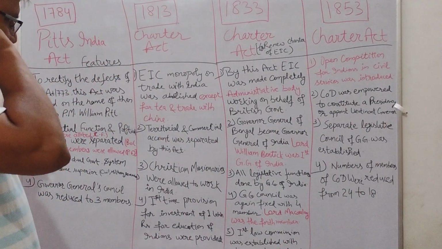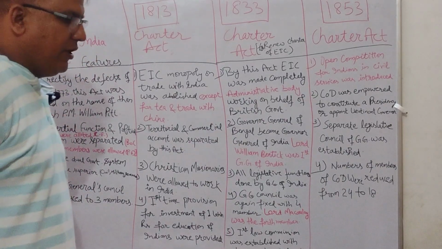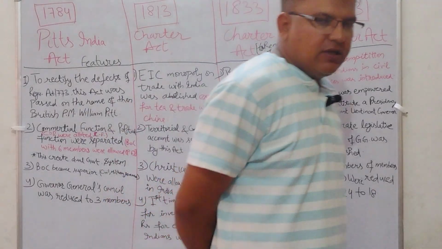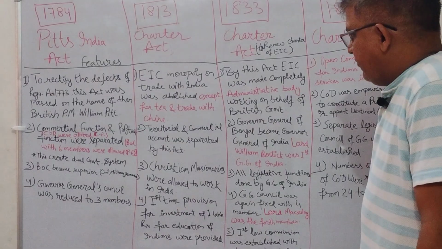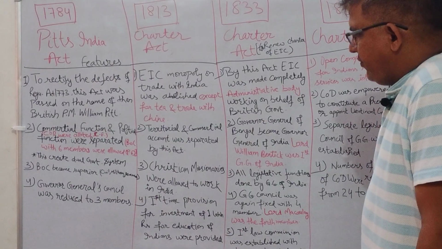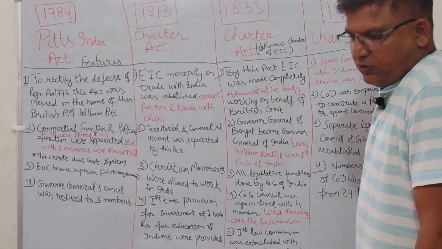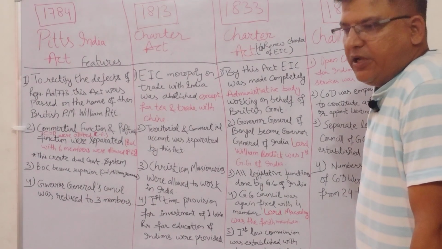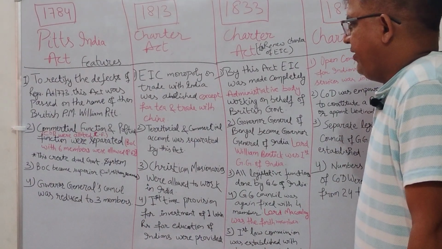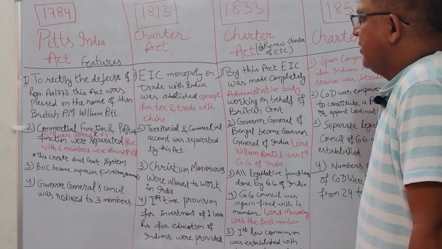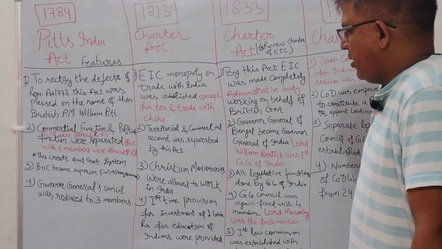The third feature was that Christian missionaries were allowed to work in India so that they could spread Christianity in India. The fourth feature was that, for the first time, a provision for the investment of 1 lakh rupees for the education of Indians was made, because the British thought they would invest more money if they invited Britishers to work as servants. That's why they introduced this. But this was not really applied.